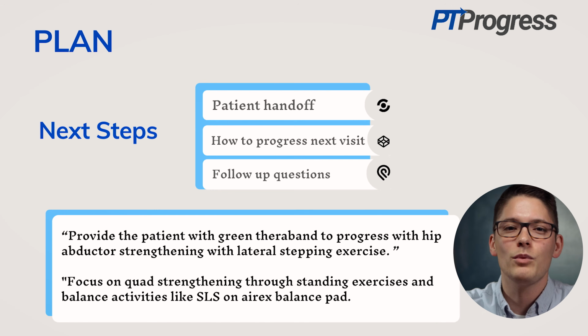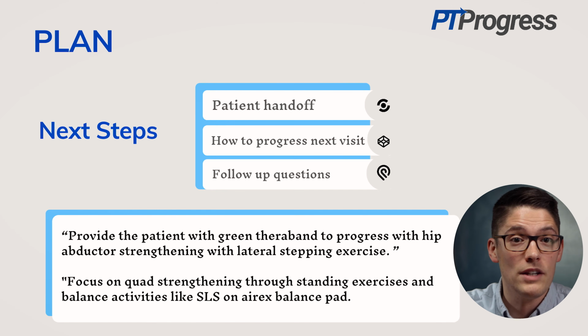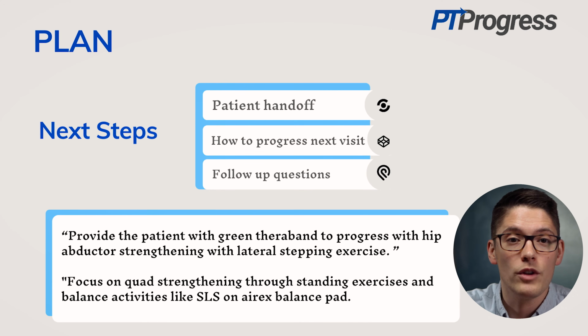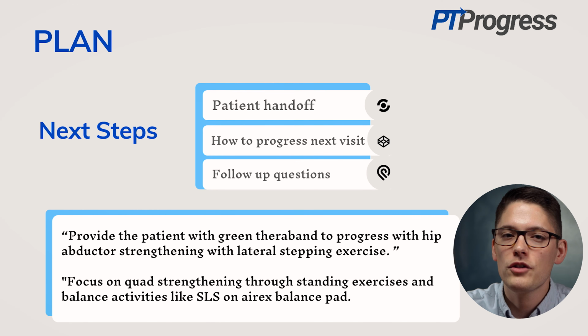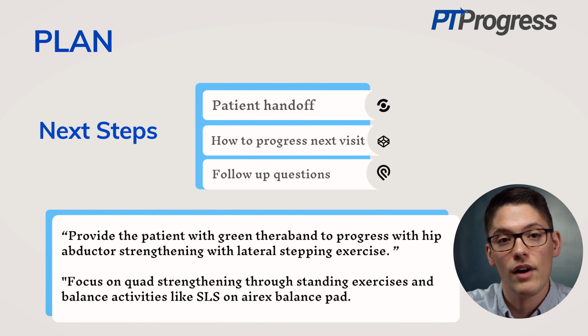All right, so the fourth section to consider is the plan. In this section, we identify the next steps with the patient. Is someone else seeing the patient? What should they know? What do we want to work on with the next visit? This section is really important because sometimes you might not see that patient for another week or maybe even 2 weeks. It's your job to write a helpful 1 to 2 sentence plan to identify any other exercises or approaches that you want to take to progress the patient. Here's an example. Provide the patient with green TheraBand to progress with hip abductor strengthening with lateral stepping exercise. Focus on quad strengthening through standing exercises and balance activities like single leg stance on AirEx balance pad.